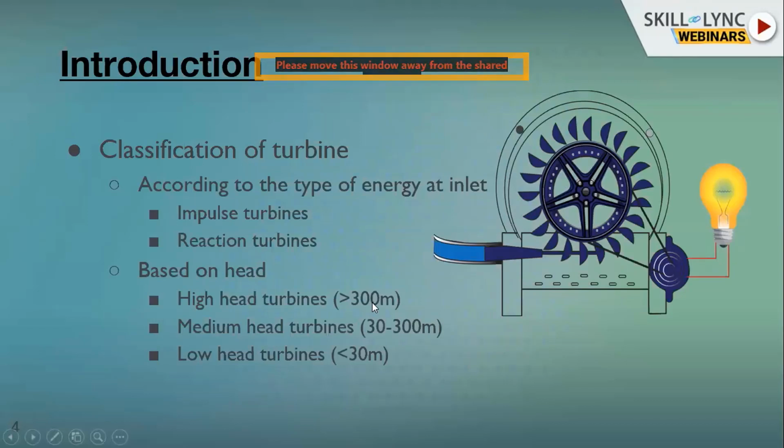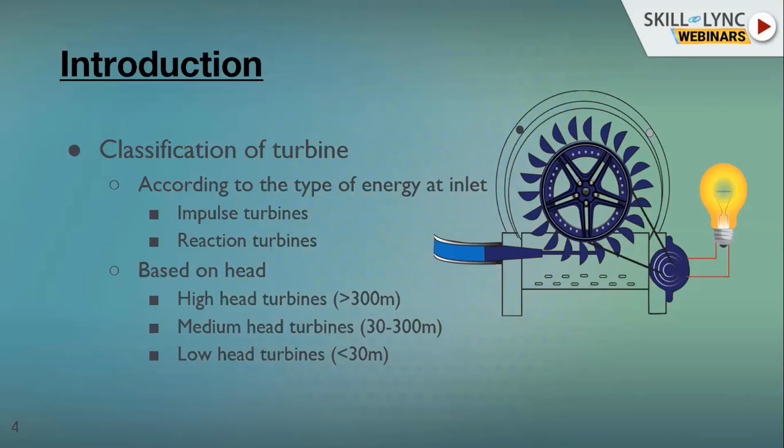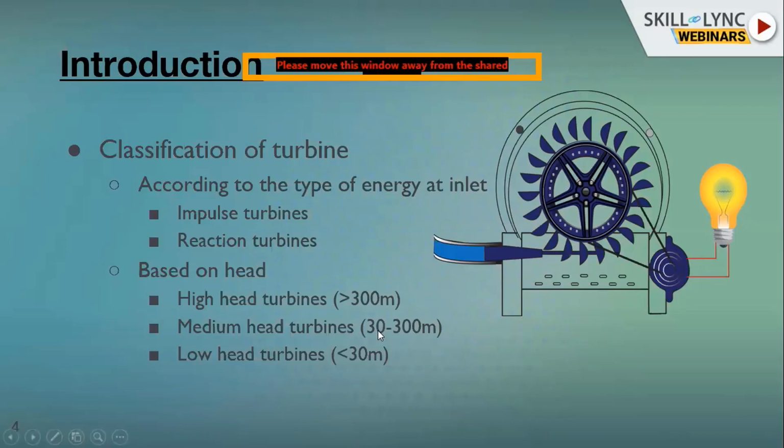A medium head turbine has a height between 30 to 300 meters, and a low head turbine has a head or height of less than 30 meters. The best example for a high head turbine is this itself. High head turbine means only kinetic energy is required. The best example is the Pelton turbine, whereas a medium head turbine you can consider to be a Francis turbine, and a low head turbine to be a Kaplan turbine.